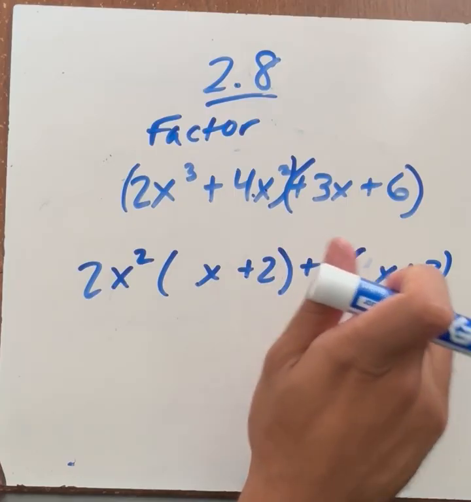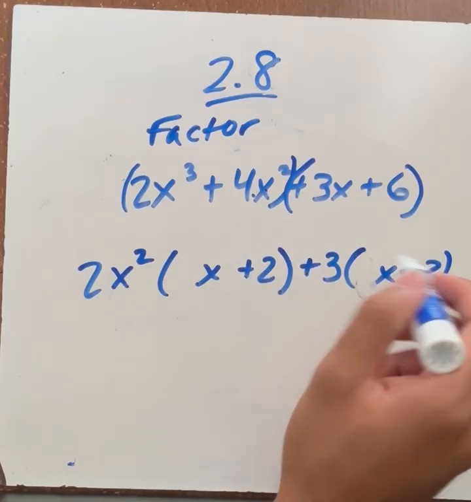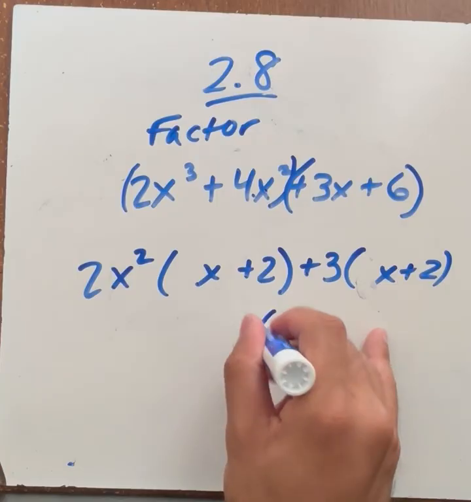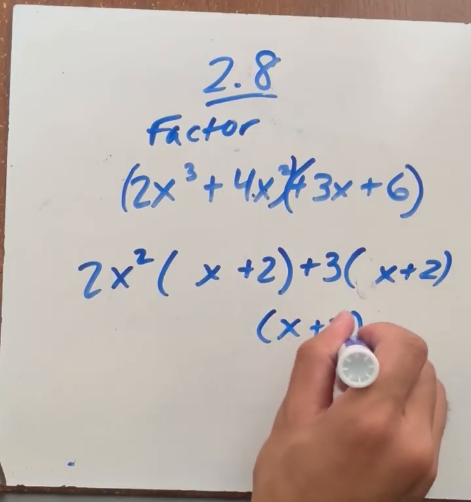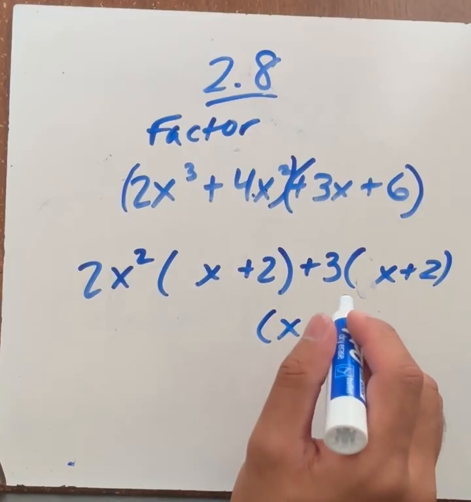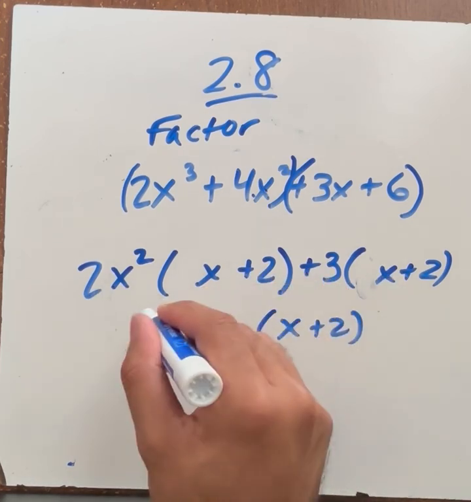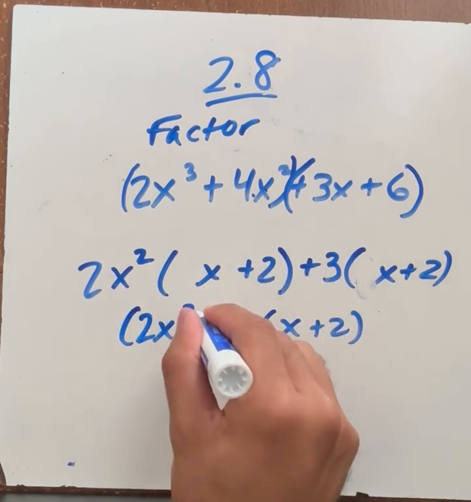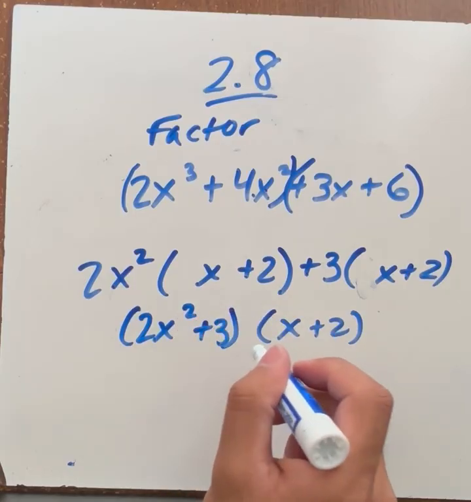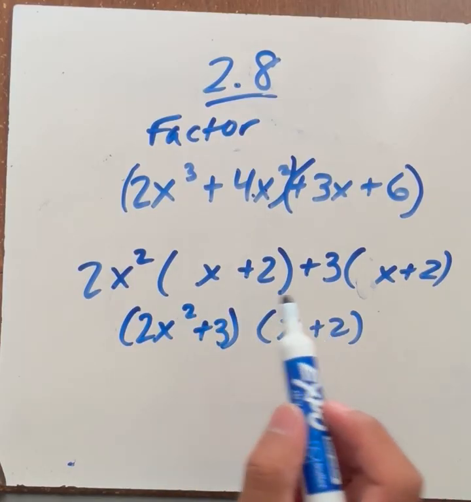Okay, so what do we see? We see that our groups have the same terms inside of them, so we can write it like this, x plus 2, one time. No need to write it more than once. We can combine them into one. So then the stuff on the outside is going to be 2x squared plus 3. And that's our answer.